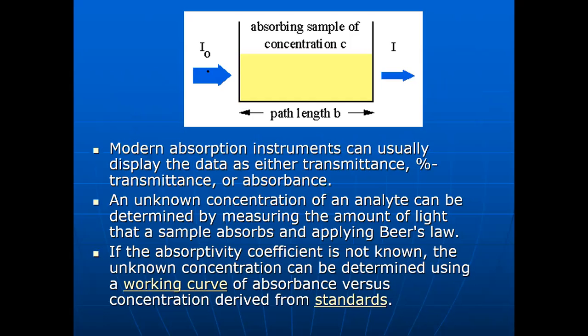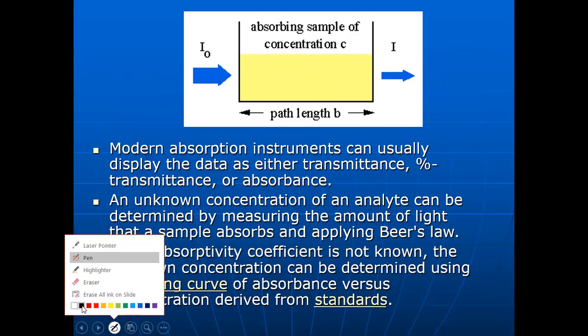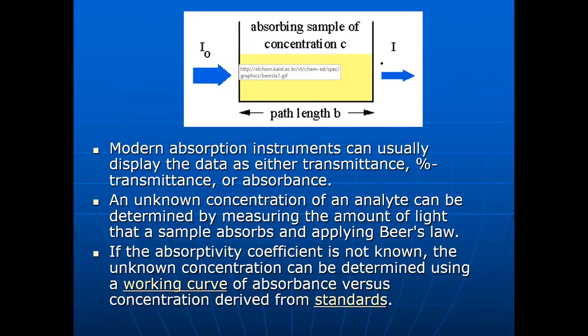I will show the symbol. I naught is the original light which the instrument sends. This is our sample in the cuvette, and I is whatever is transmitted: some energy, some light, is absorbed here, and some will be transmitted. So this will be calculated.